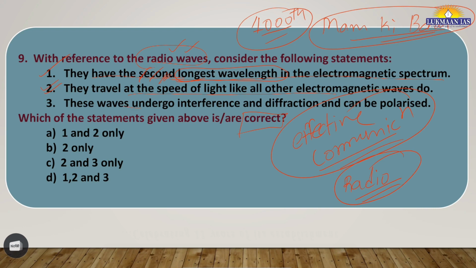These waves undergo interference, diffraction, and can be polarized like any other wave. This is correct. So first is incorrect, right? So we can say that the answer should be 2 and 3 only. Okay, fine. Let's move on to the next.